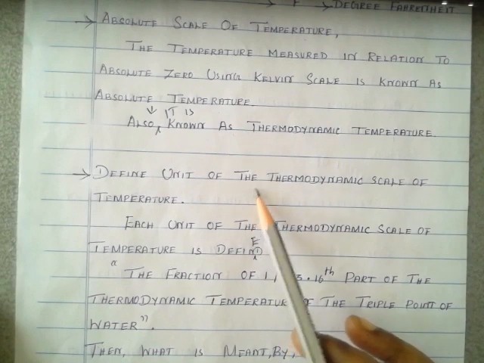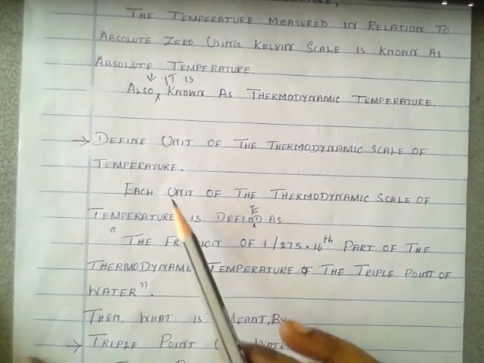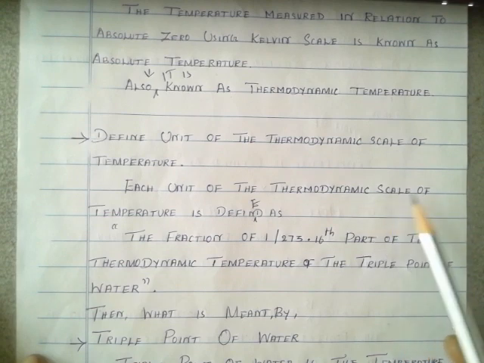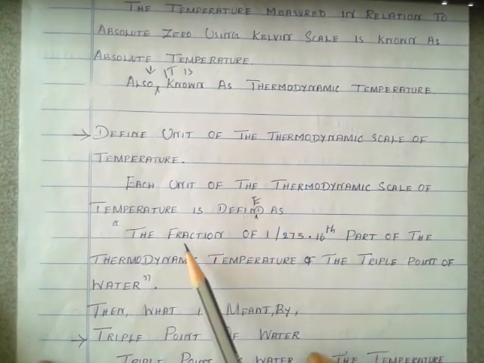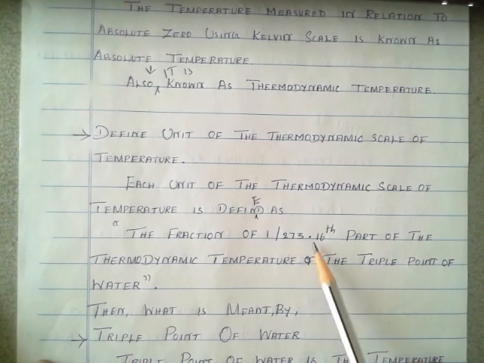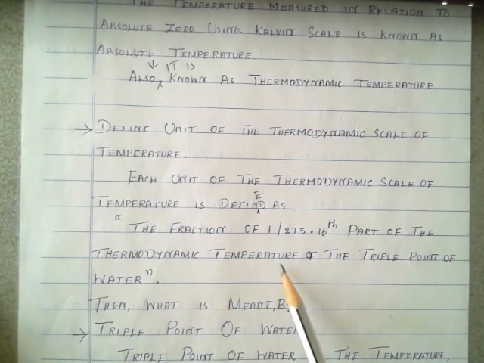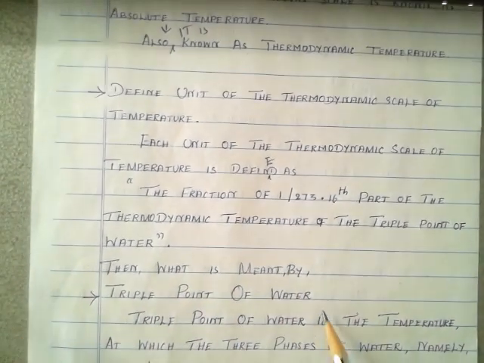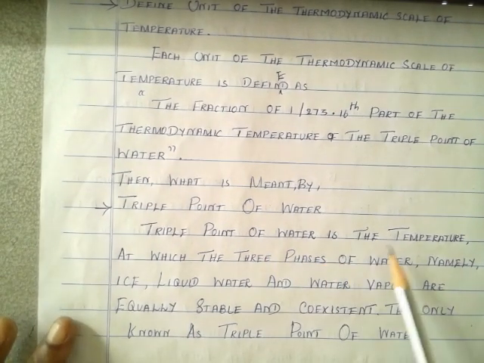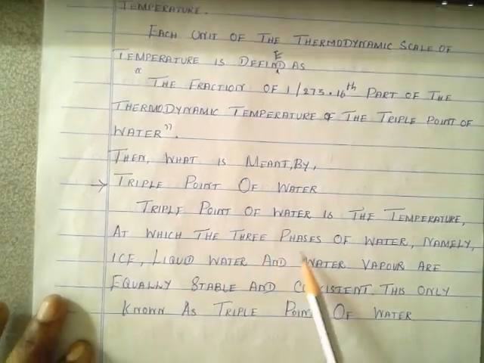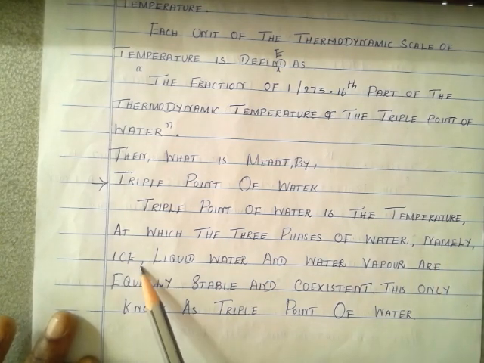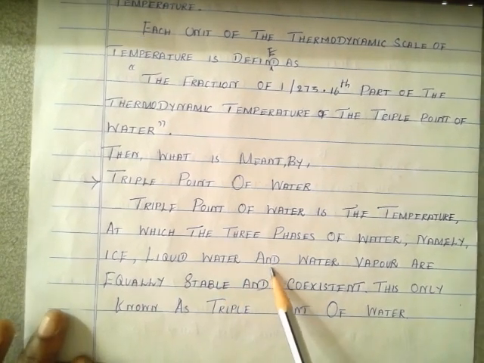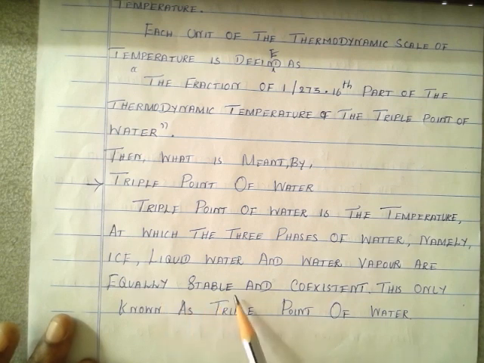Define the unit of the thermodynamic scale of temperature. Each unit of the thermodynamic scale of temperature is defined as the fraction 1 divided by 273.16 of the thermodynamic temperature of the triple point of water. Then what is meant by the triple point of water? The triple point of water is the temperature at which the three phases of water, namely ice, liquid water and water vapor, are equally stable and coexistent. This is known as the triple point of water.